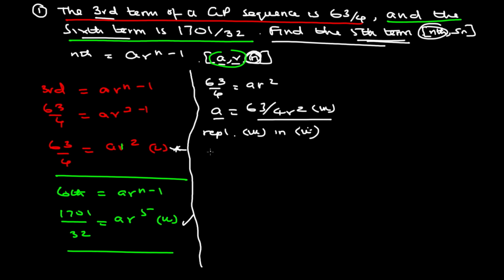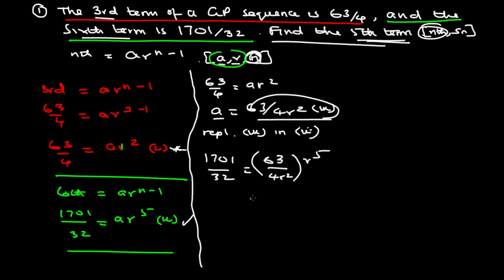So I'll go and say 1701 over 32 equal to, I'll get this whole statement here, right? So it'll be 63 over 4R squared. That's where A was. And then I'll have R to the power 5 here. Okay.